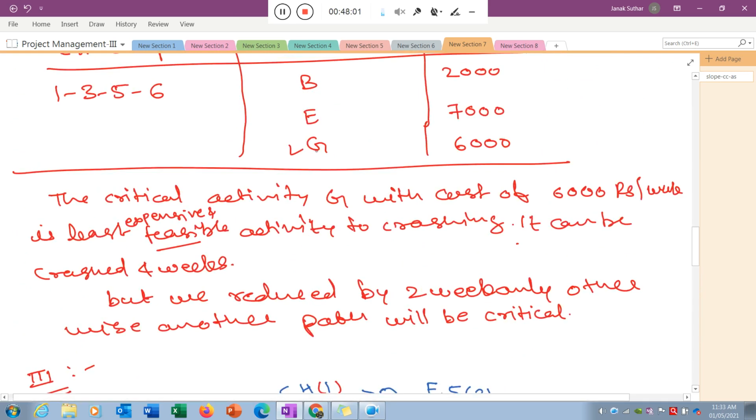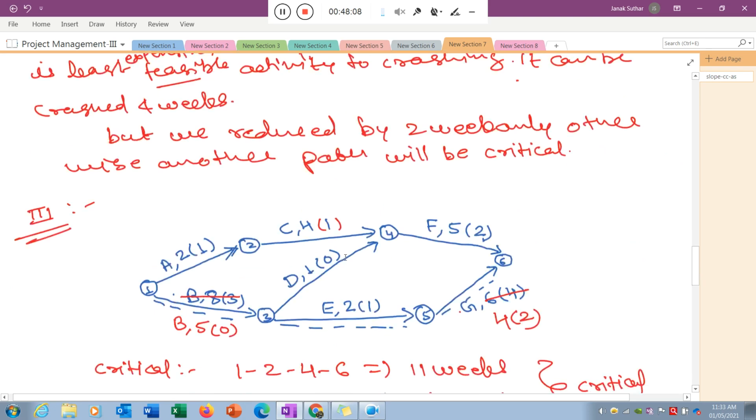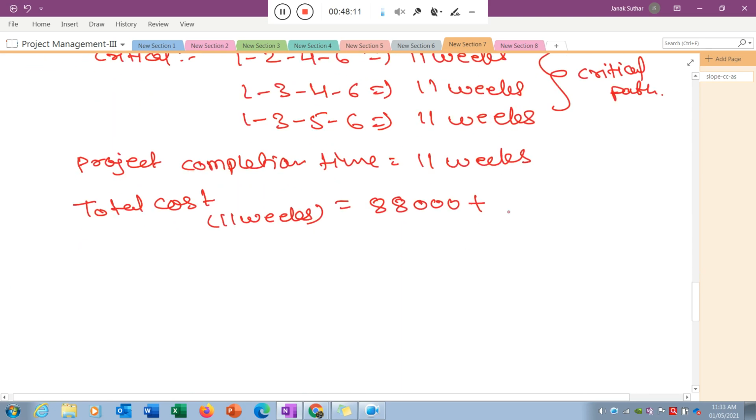Okay, so the per week reduction cost is 6,000. If I reduce this particular activity G by 2 weeks, then what will be the cost increment? 2 into 6,000. So just put here 2 into 6,000. Okay, so 2 into 6,000. So the new cost is 1 lakh.